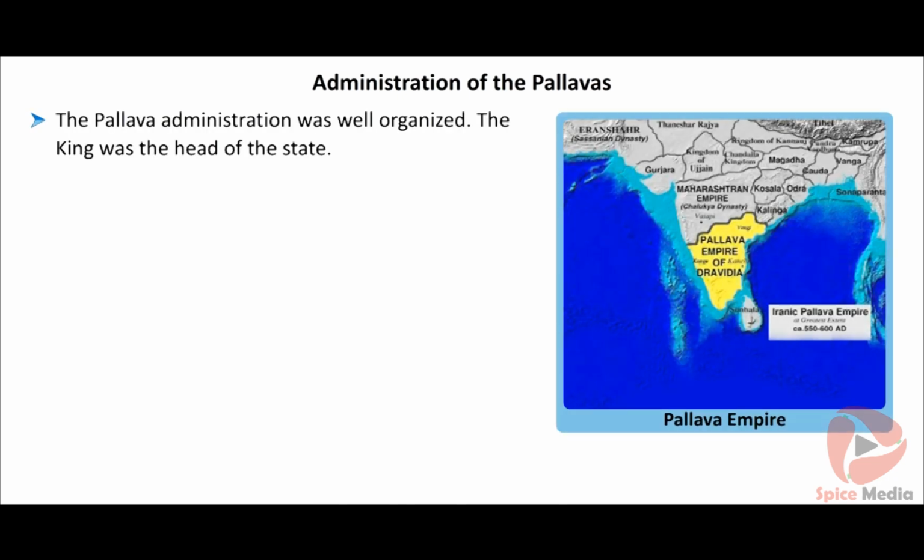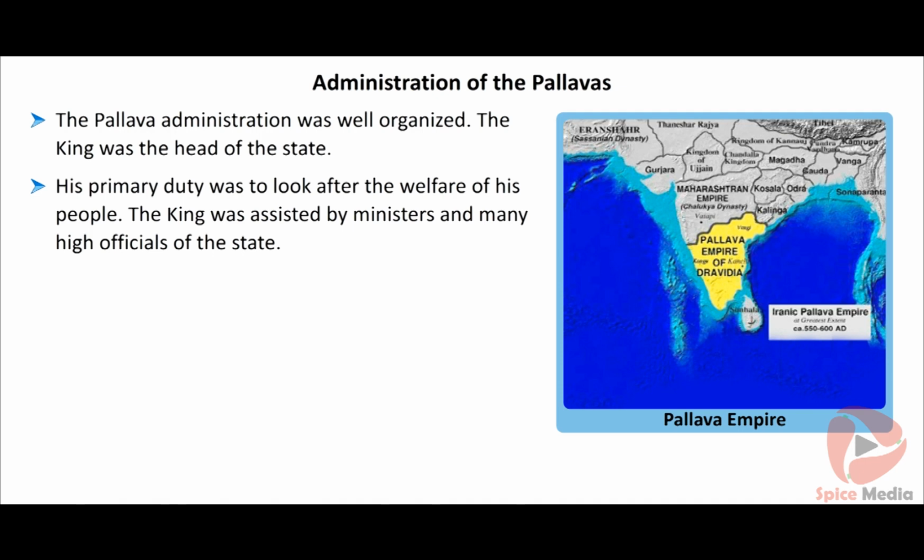Administration of the Pallavas. The Pallava administration was well organized. The king was the head of the state and all the powers were in his hands. But the king was not despotic. His primary duty was to look after the welfare of his people. The king was assisted by ministers and many high officials of the state.